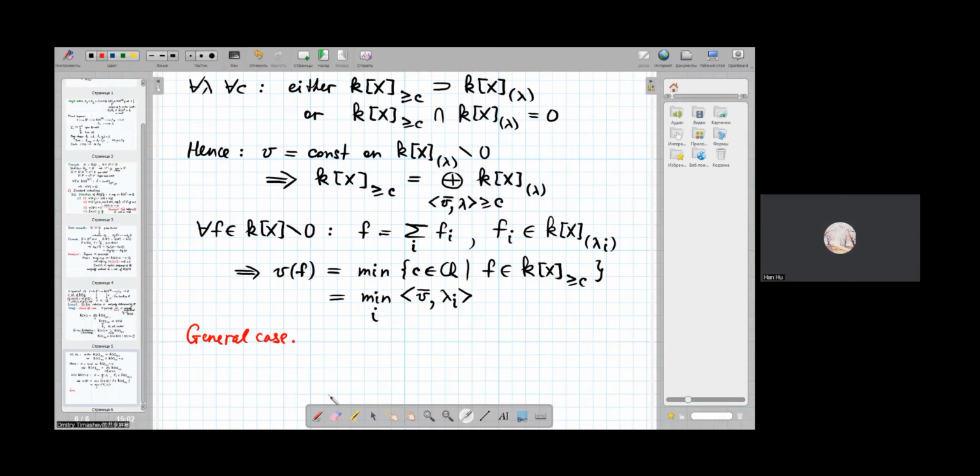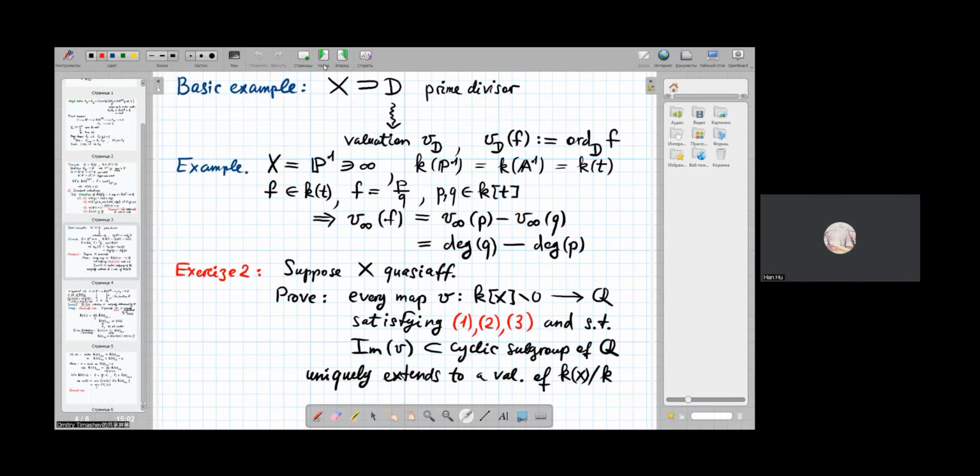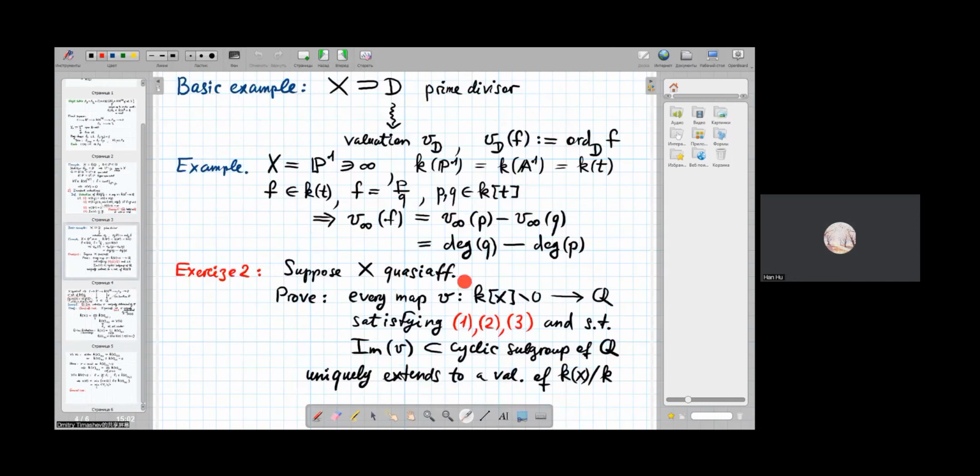So here we want to prove that V is uniquely determined by its restriction on its regular function. Yes. This is exercise 2, which I put here, in the quasi-affine case. So every map on the coordinate algebra uniquely extends to the valuation. So if you have a valuation, it is uniquely determined by its restriction on here. Okay? So the key point of the lemma 1 is we want to prove that it is G invariant.